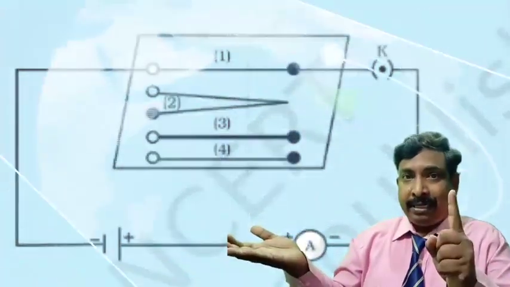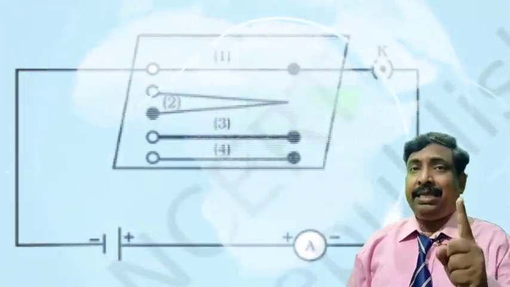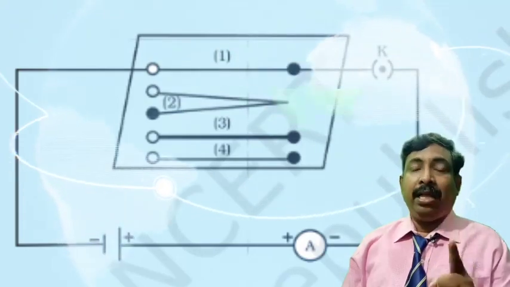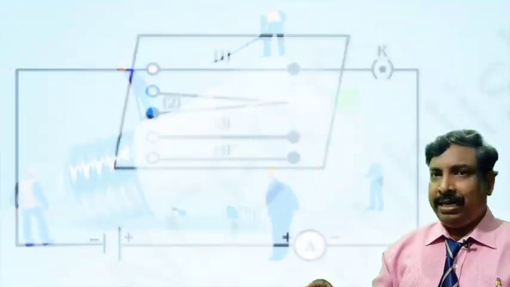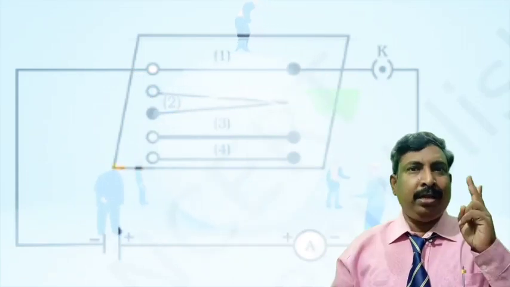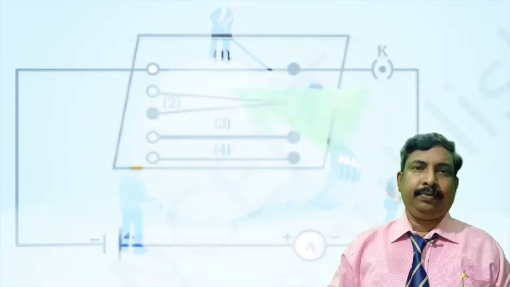So one factor we came to know is that resistance depends upon length and is directly proportional to it. So the resistance of the conductor is directly proportional to the length of the conductor.